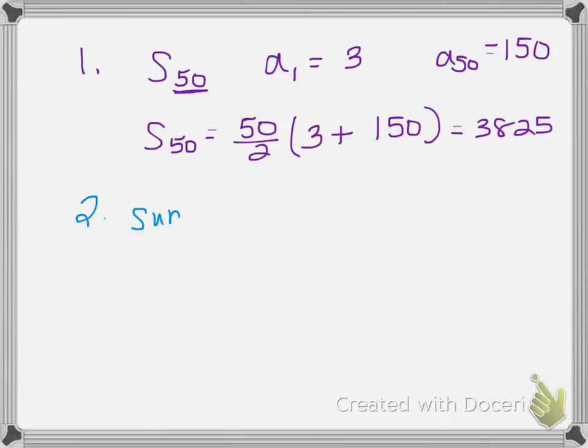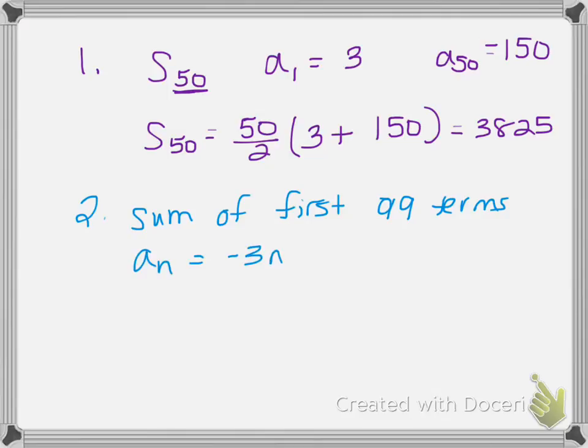Sometimes they won't give you all the information they need. Let's say that they wanted you to find the sum of the first 99 terms of AN equals negative 3N plus 1. Alright, I know I'm going to do S99 and then 99 over 2. Now I need to know what A1 and AN are. So it gives me a formula. So A1, I can just plug in the 1, and so A1 is negative 2.